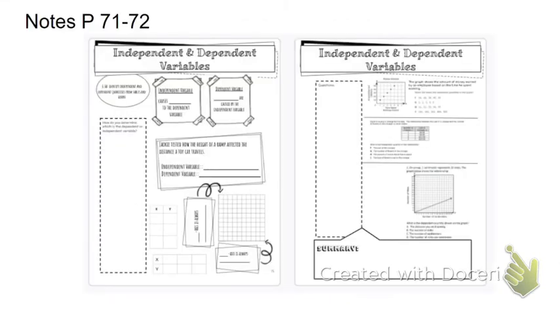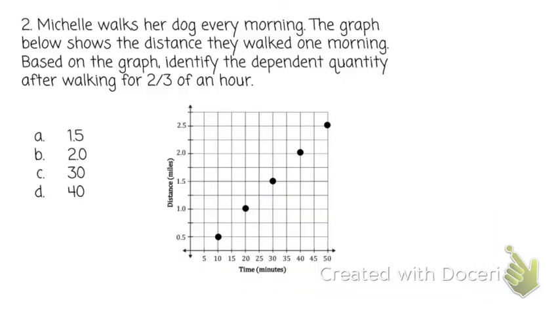Next, your next one is independent and dependent variables. So you could find this on page 71 and 72 in your math notes. Michelle walks her dog every morning. The graph shows the distance they walked one morning. Based on the graph, identify the dependent quantity. Dependent would be your y-axis here.